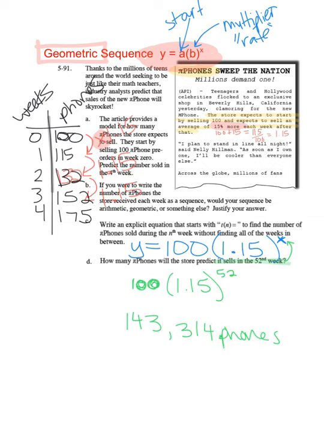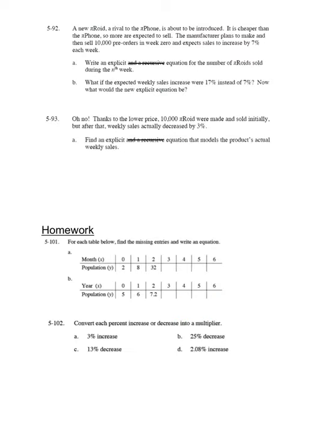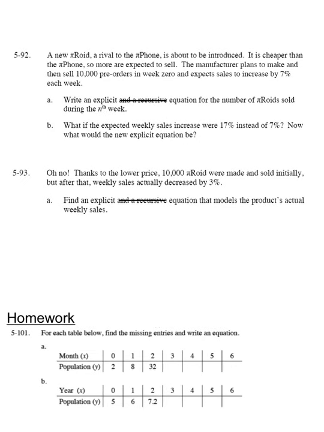We'll do a few more examples of this geometric percent multiplier. The new Pyroid, a rival to the Pi phone, is about to be introduced. It is cheaper than the Pi phone, so more are expected to sell. The manufacturer plans to sell 10,000 pre-orders in week 0, so that's my starting amount. And the sales are going to increase by 7%.